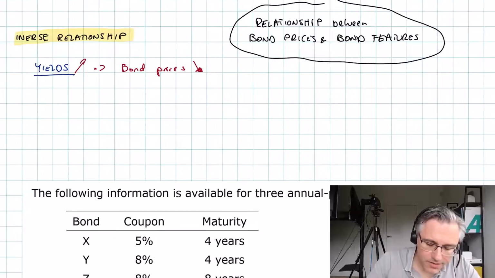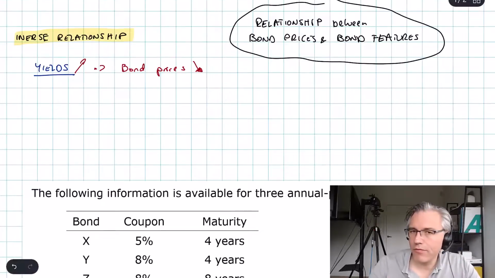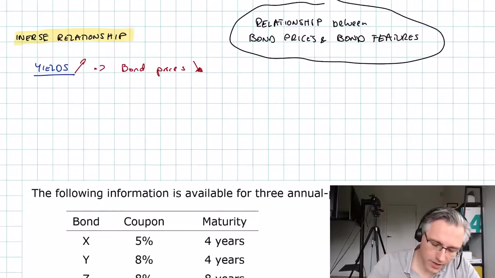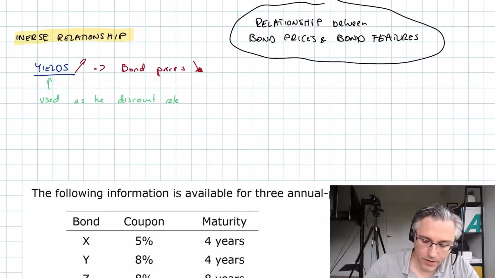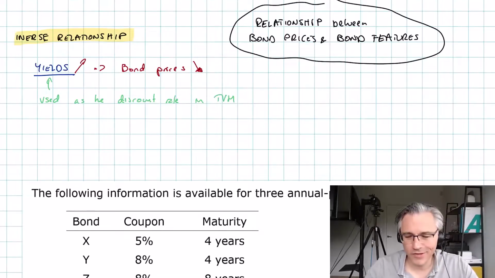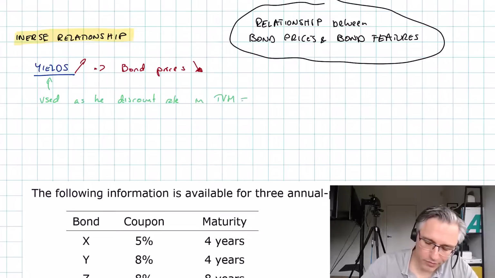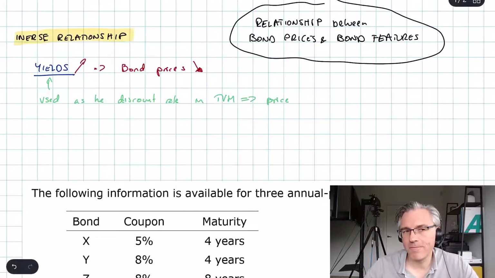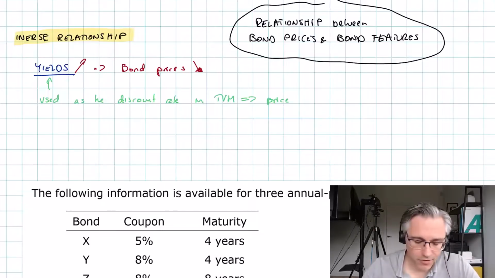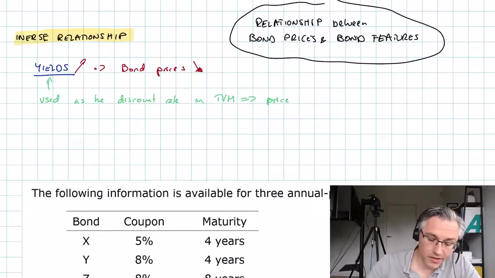Please remember that the yield is realistically the required rate of return, and we use that for discounting. So this gets used as the discount rate in the time value of money framework to arrive at the price. And of course, the higher the discount rate that you use, the lower the present value that you're going to get. This is where it comes from, sort of.